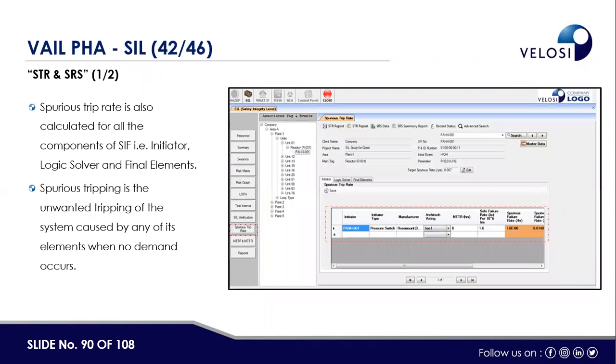Then we can also perform spurious trip rate calculation, and we can also develop safety requirement specification as well. Spurious trip rate is also calculated for all the components of the SIFs: initiators, logic solvers, and final elements. Spurious tripping is the unwanted tripping of the system caused by any of its elements when there is no demand. So we can calculate the unwanted trips as well.